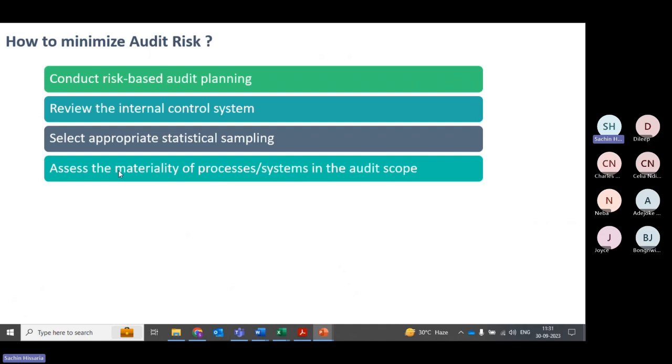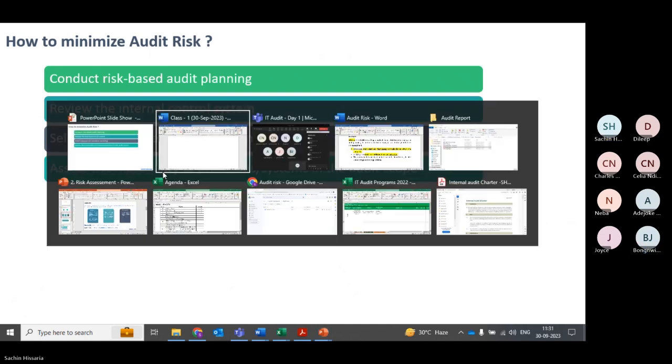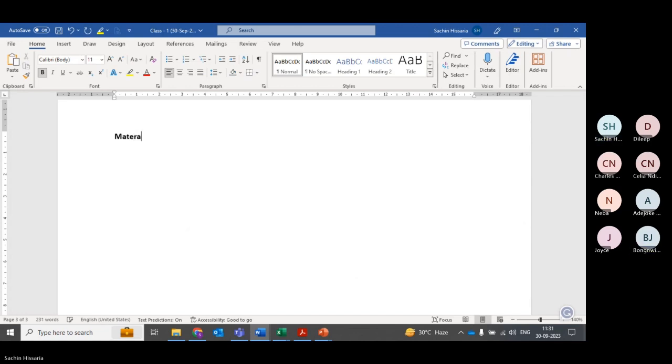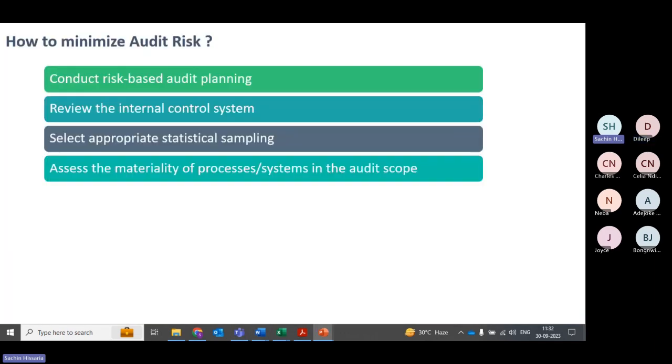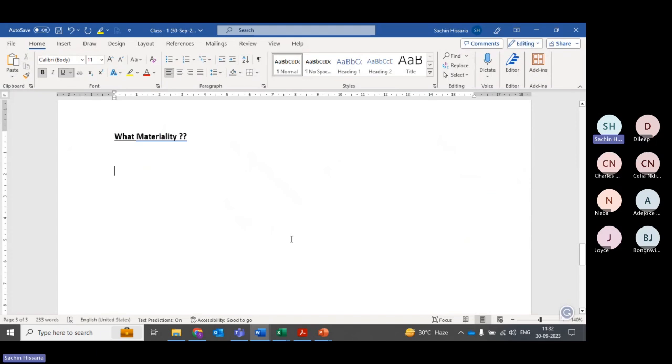Now here there is one terminology which is called materiality. What is materiality? Have you heard about this terminology? Materiality. I think materiality has to do with value, but in this context, I don't know what it means. Okay, value. In terms of value, what is materiality?